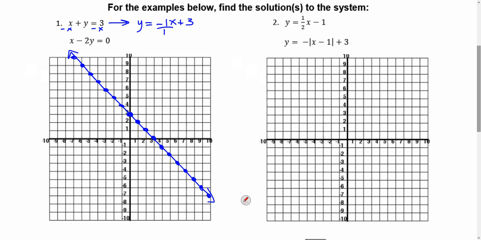Same thing with the second one. We have to get the y by itself first. So we're going to have to subtract x. I'm going to kind of work sideways since I'm running out of room here. I got negative 2y equals negative 1x. And then I just divide by negative 2. So in the end, this one becomes y equals positive 1/2 x.